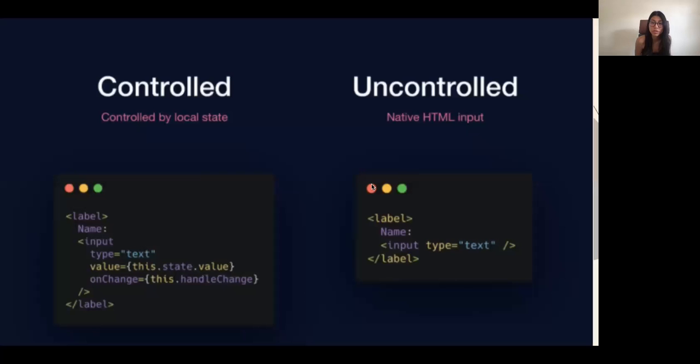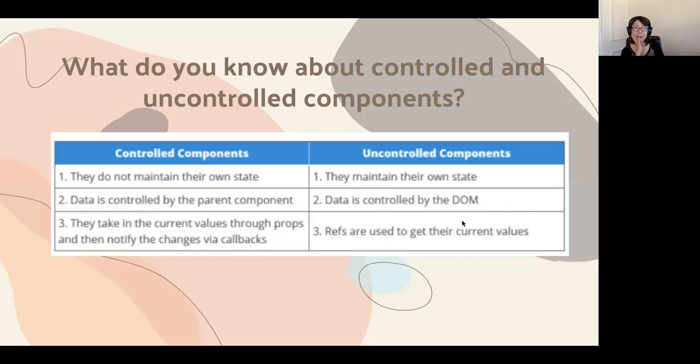Okay, next slide. Is it uncontrolled? I think it's the same comparison. See, we don't control the value on the one on the right. There's no value, but on the other the value is controlled by the state of React. It's just a comparison. So what do you think "they" means in this context? "They do not maintain their own state."